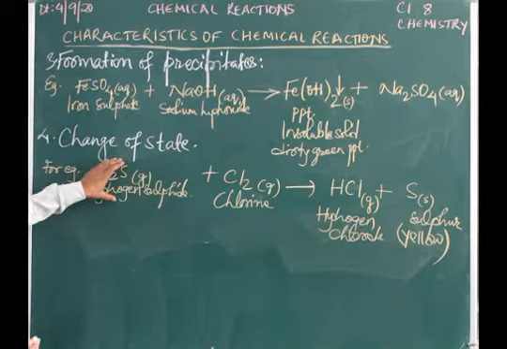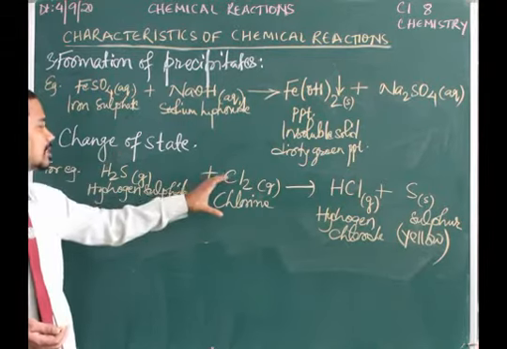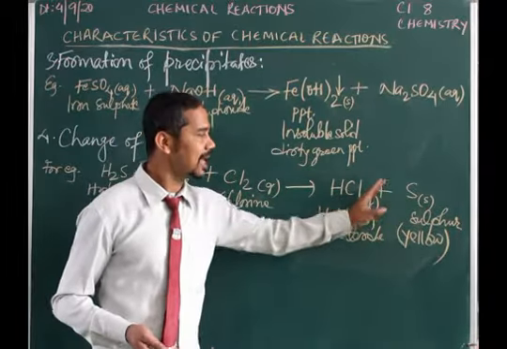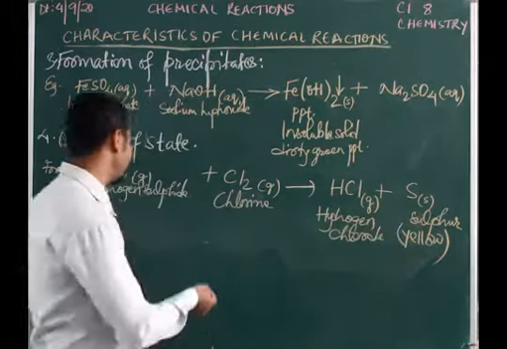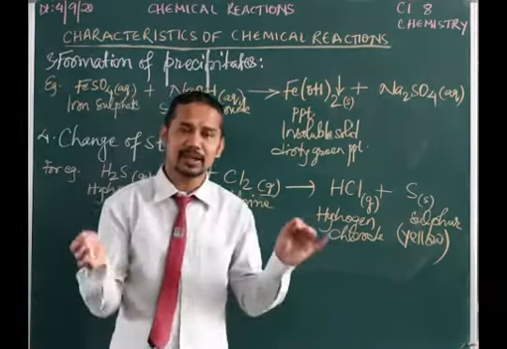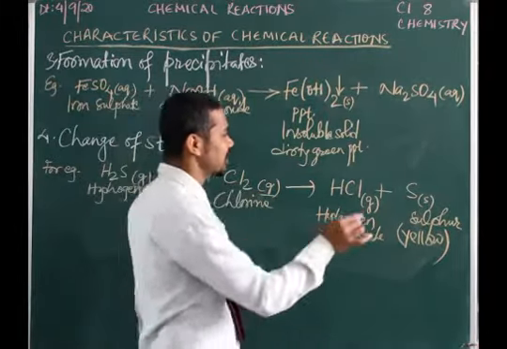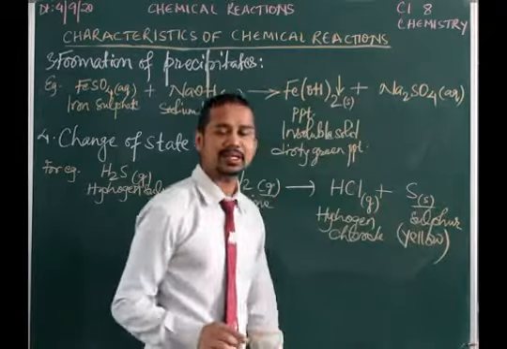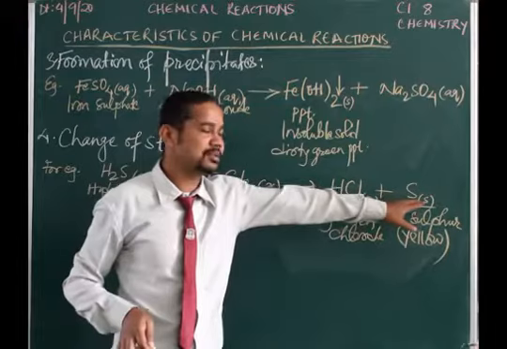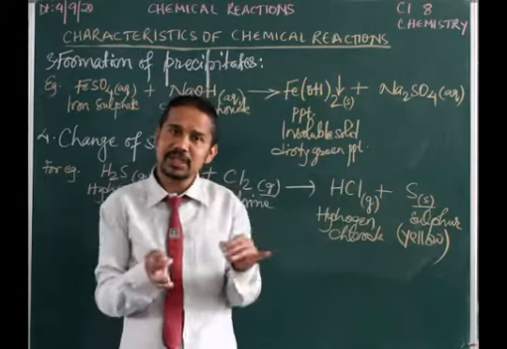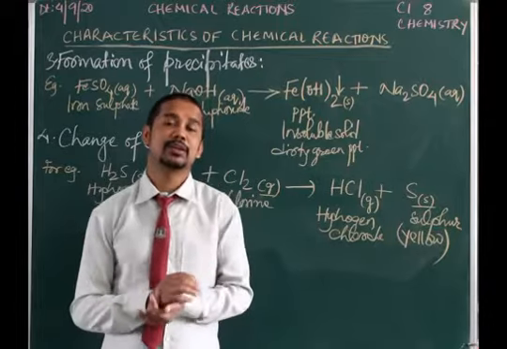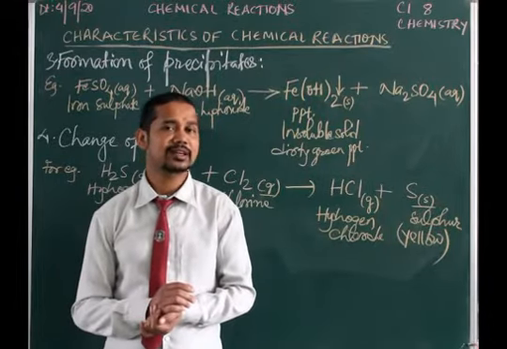So when chlorine gas is passed over hydrogen sulfide gas, we will get hydrogen chloride gas and then sulfur. Now here you can see a gas is combining with a gas, and what we are getting? We are getting a solid. Gas is combining with gas, and one of the products is a solid. That means there is a change of state. And seeing this change in state also, we can be sure that a chemical reaction has taken place.